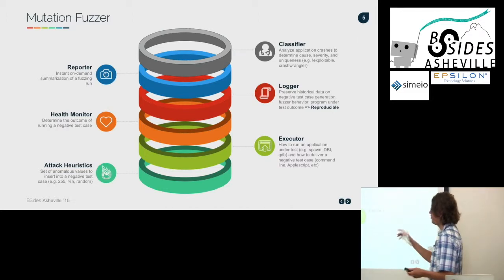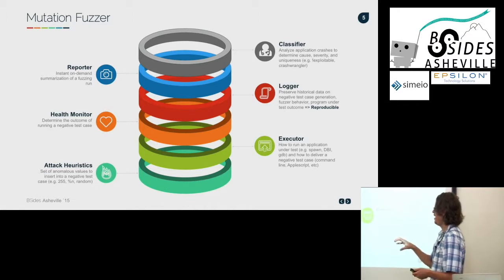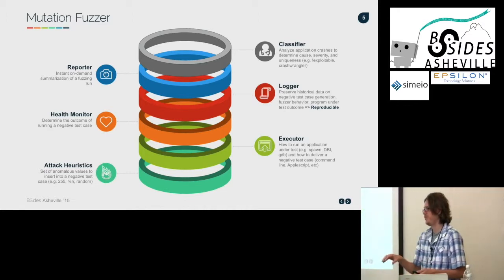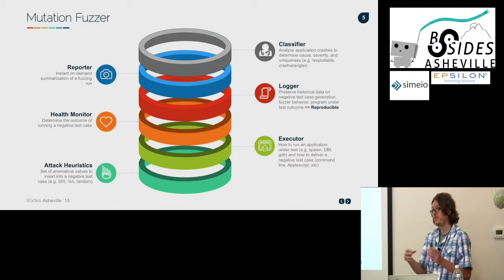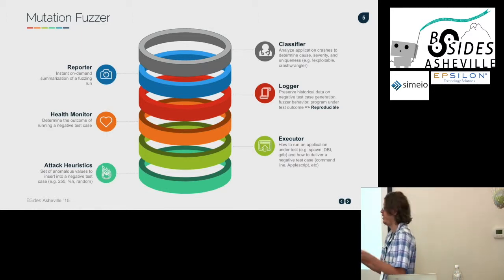So I'm going to walk through them really quickly so we get to the genetics. At the bottom, attack heuristics. What type of anomalous data are you actually sending to the program? You can think of this as random, or you can think of it as more targeted. Are you looking at the bounds of an integer, right, for wraparound?